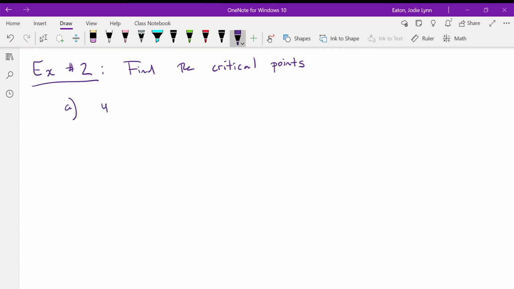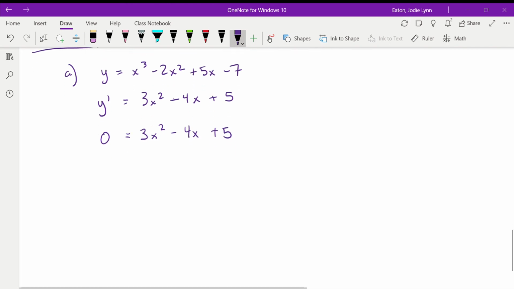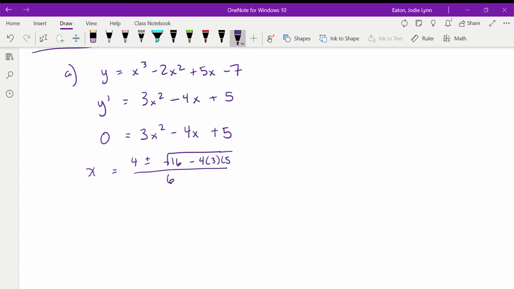So if we have y equals x cubed minus 2x squared plus 5x minus 7, y prime is 3x squared minus 4x plus 5. We're going to try to find where it's equal to 0 to find our critical points, because it's a polynomial, so there are no points where it doesn't exist. So 0 equals 3x squared minus 4x plus 5. I plug it into the quadratic formula because I can't factor that. So we have x equals 4 plus or minus the square root of 16 minus 4 times 3 times 5, all over 2 times 3, which is 6.